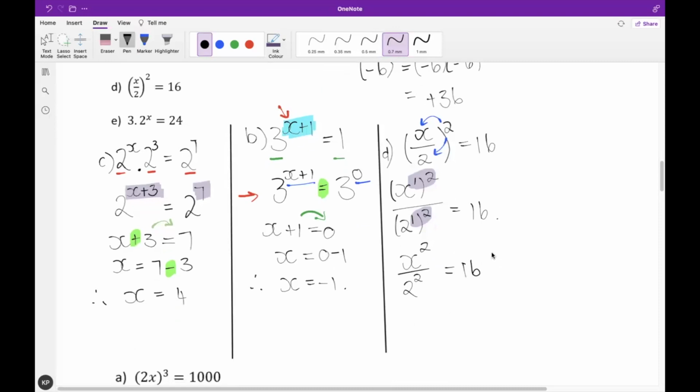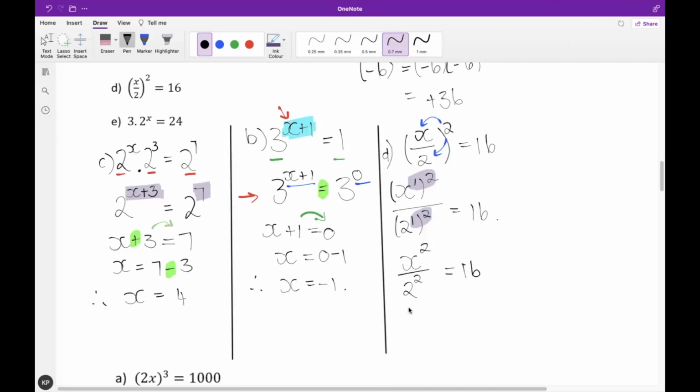Now, does this not look like an ordinary sum of solve for x? Because in my numerator, I have x squared. And in my denominator, I have 2 squared. But we can simplify 2 squared to what? What can we simplify it to? Over 4 equals 16. And the point of this whole sum is we want x squared to be on its own. So how am I going to get rid of the 4 in my denominator? We did this in the previous lesson. How do I get 4 away from my denominator?